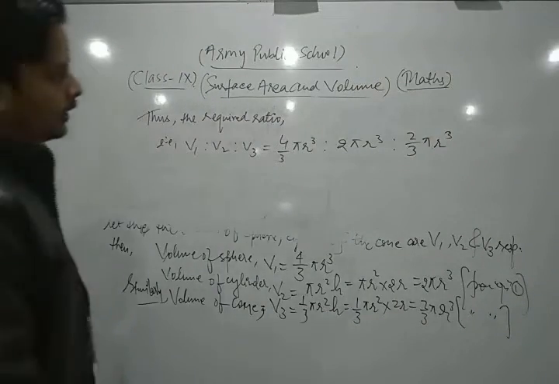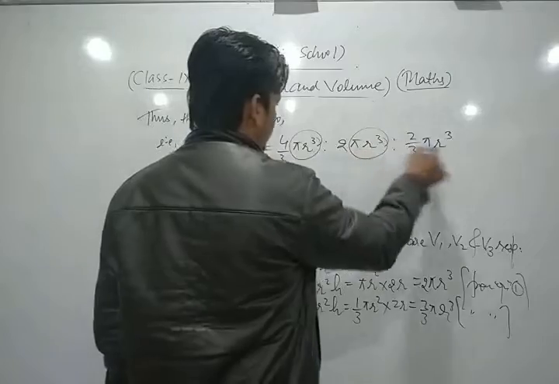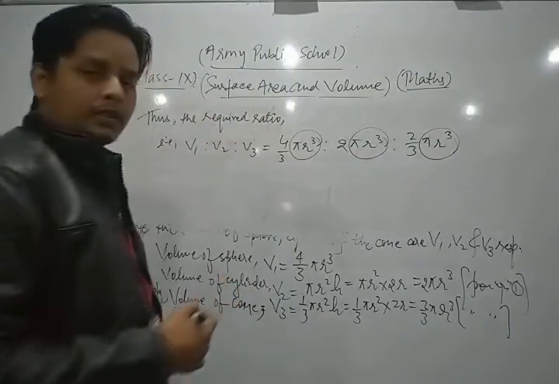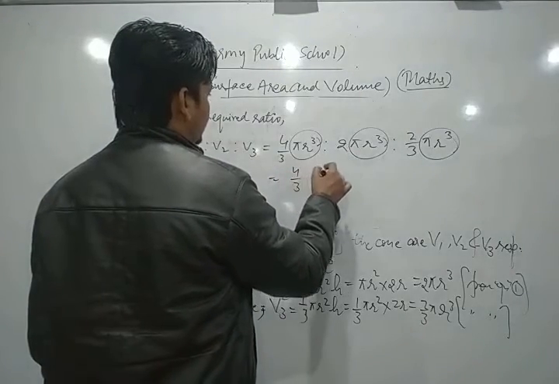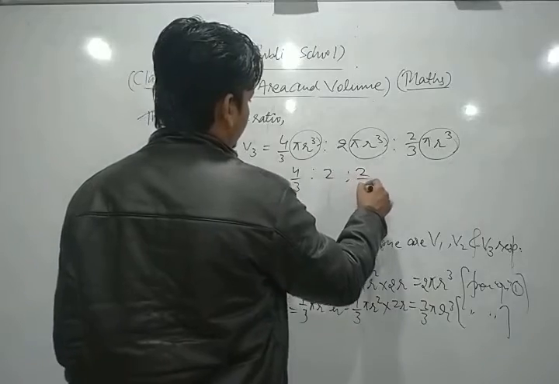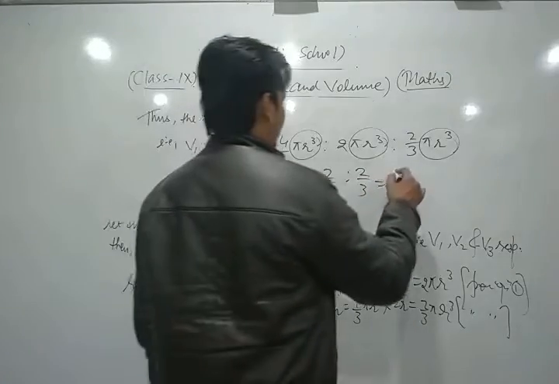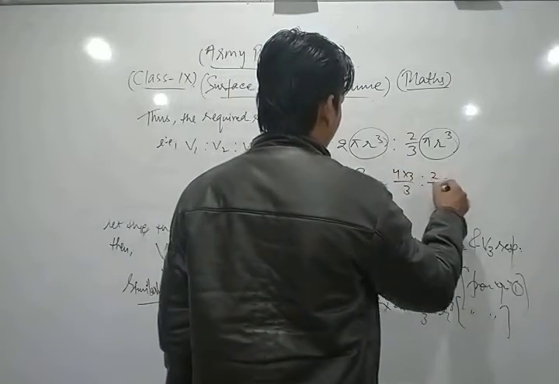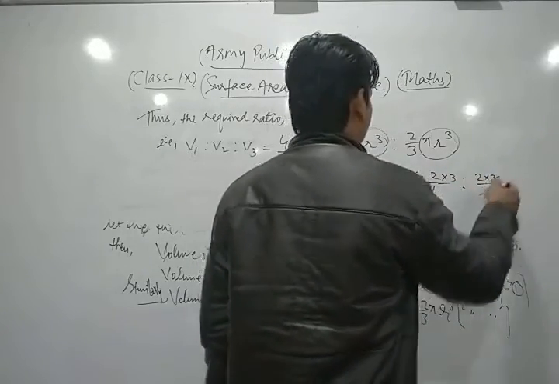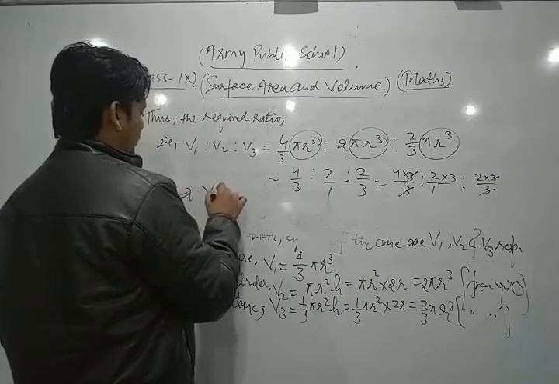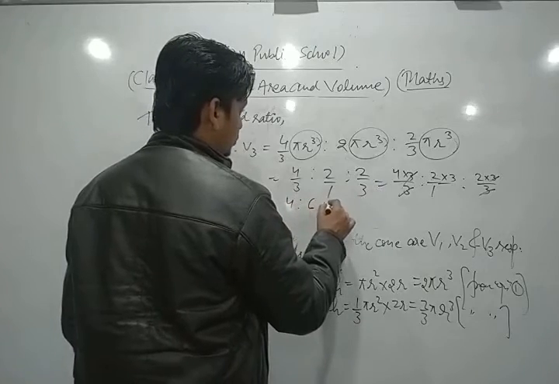Now look, dear friends, what do I do? Now look, this is pi r cube, this is pi r cube, this is also pi r cube. So this is common, so this is cancelled from each and every term. So we get only what? 4 by 3 ratio 2 by 3. Now we multiply by 3 into both, so we get 4 into 3 upon 3, 2 into 3 upon 3. So now the 3s cancel each other. So we get V1, V2, V3 is equal to 4 ratio 6 ratio 2.